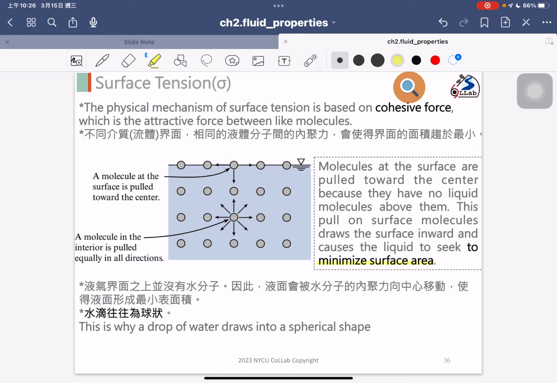Okay, so that's the behavior of the surface tension, and the phenomenon of trying to minimize the surface area is very important. So we will do some exercises in the following slides, and you will know some phenomena related to the surface tension. And this is very important for why the water drop draws a spherical shape. Okay, so that's the physical phenomenon for the surface tension.